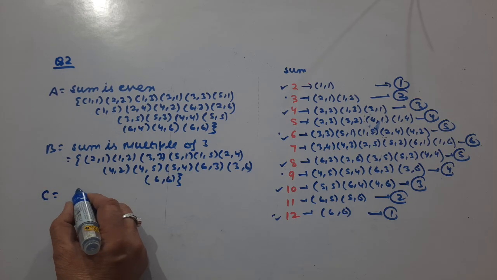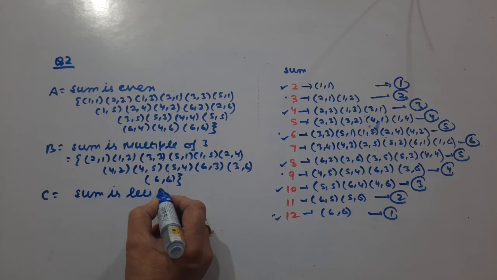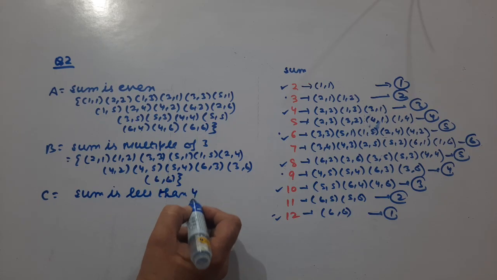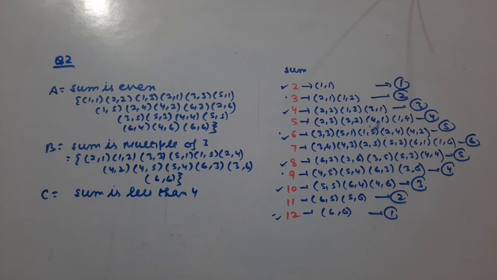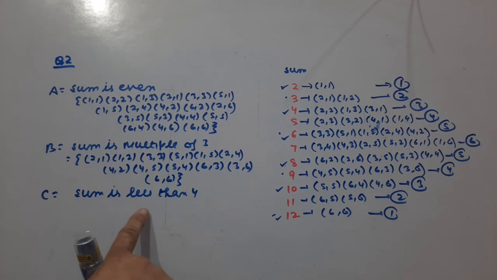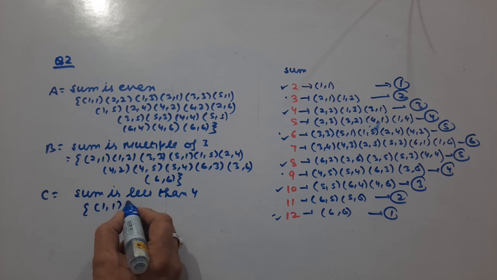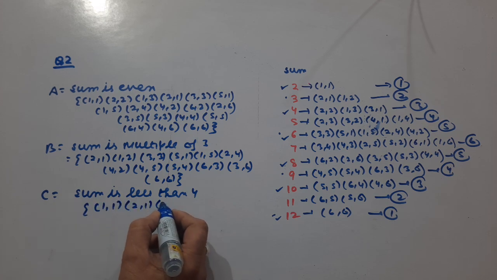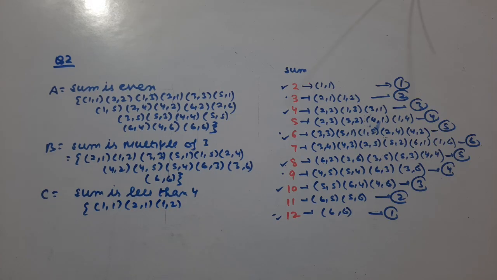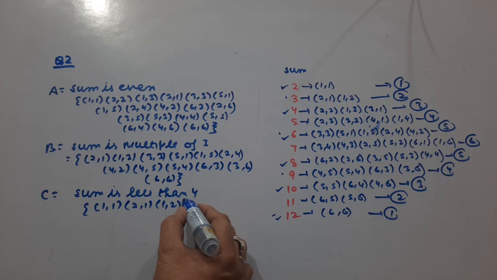Now event C: sum is less than 4. Less than 4 means the sum will be 2 or 3. Don't take 4 because it is less than 4. So here the cases will be 1 1, 2 1 and 1 2. 1 1 means sum is 2, and 2 1 and 1 2 mean sum is 3.